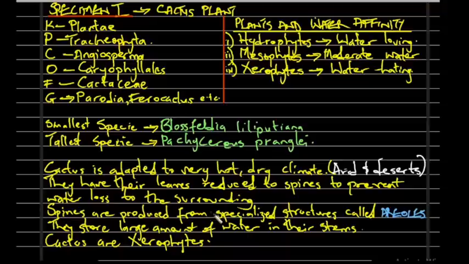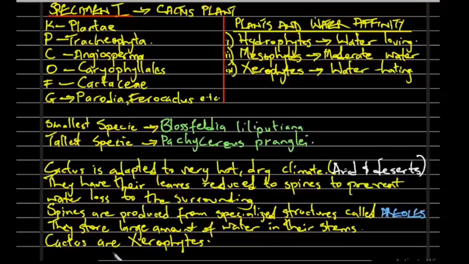Now these spines are produced from specialized structures called the areoles. The areoles are structures that form the spines. Now this particular organism called the cactus, they store a high amount of water because of the kind of stems that they have.